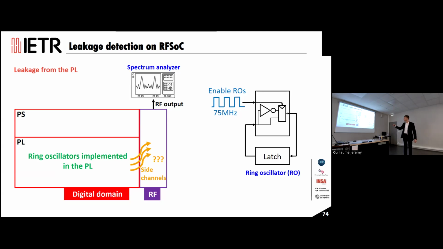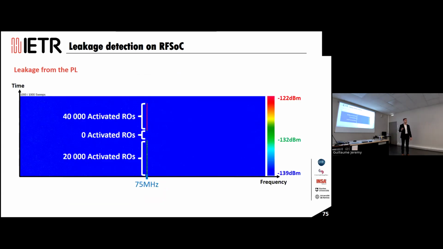And then the signal in the ring oscillator is expected to toggle as fast as it can go through the loop. And when we implement an important number of ring oscillators in the programmable logic, we expect them to produce a noise that we could detect at the output of the RF. And with this setup, we could detect a signal that depends on the number of ring oscillators that we activate inside of the programmable logic.